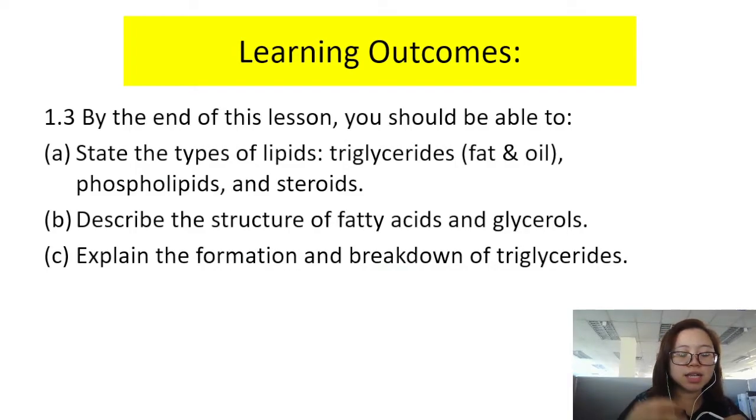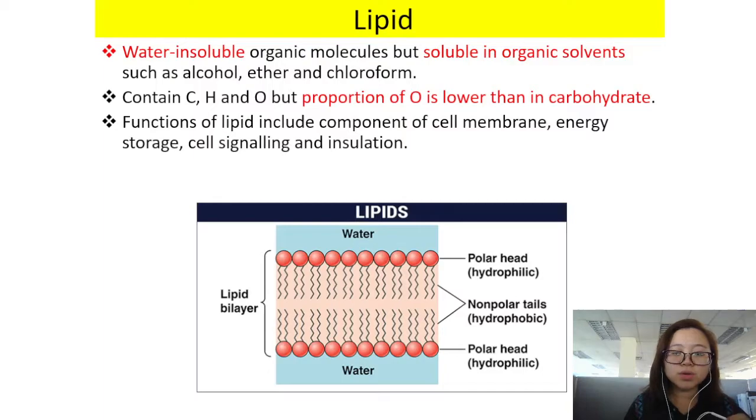By the end of this lesson, you should be able to state the types of lipids, such as triglycerides, which are fats and oils, phospholipids, and steroids. You should also be able to describe the structure of fatty acids and glycerols and explain the formation and breakdown of triglycerides. So let's talk about what is lipid.